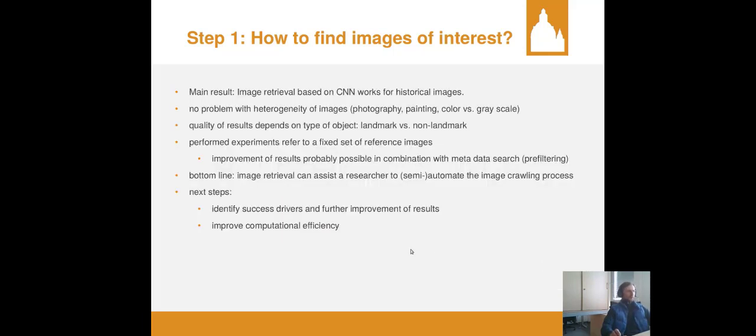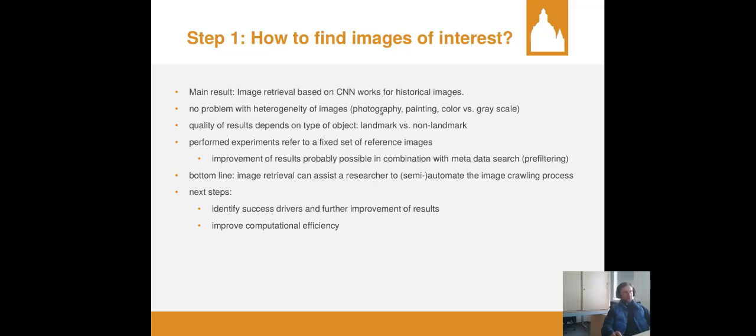So what is the main result of this? We saw that image retrieval based on CNN works basically, and especially for historical images. This is the good news. We also had no problem with the heterogeneity of images.